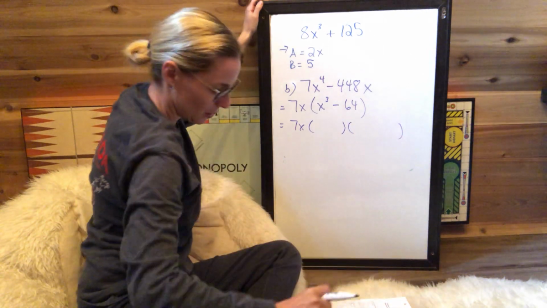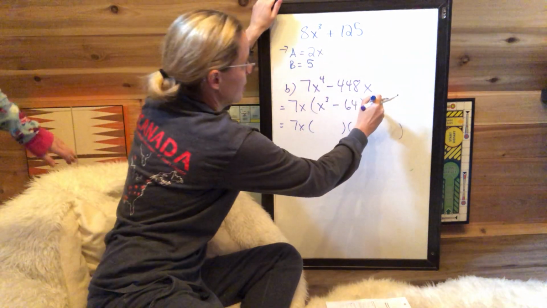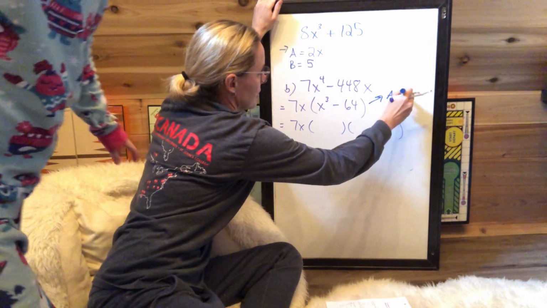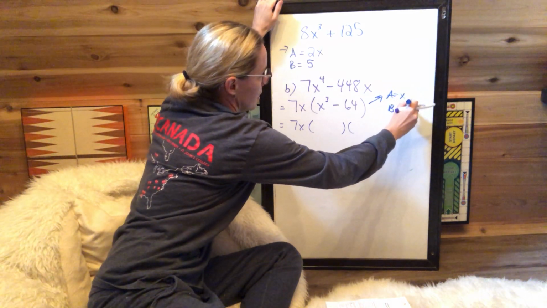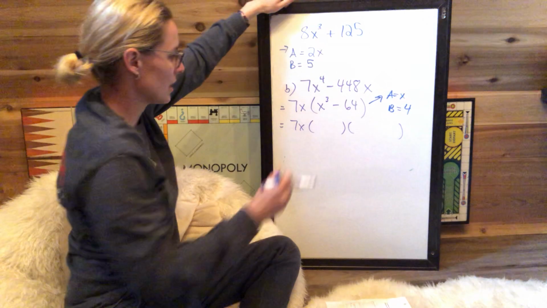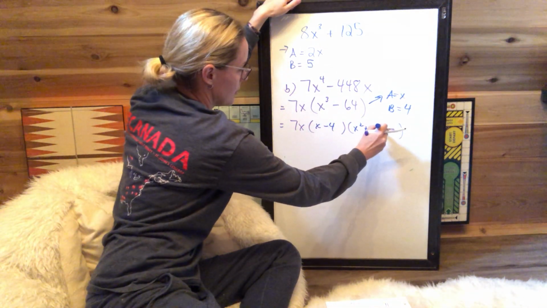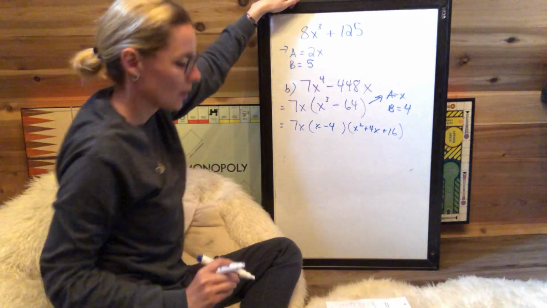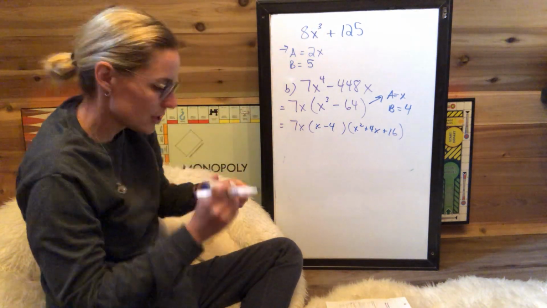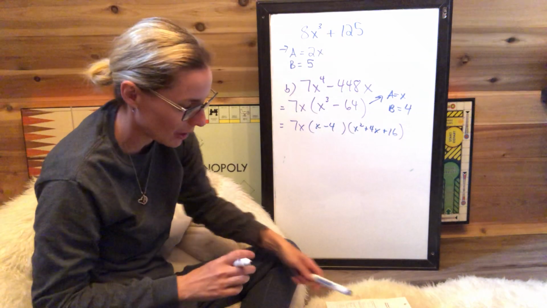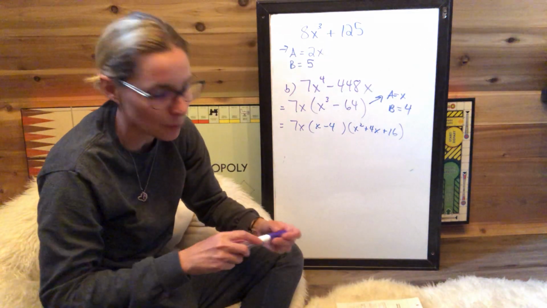You can set it up in the way that, in this case here, your a is x and your b is 4. And then you can set it up. X minus 4 here, x squared plus 4x plus 16. So just be very careful that in certain situations you will have to common factor first, or maybe do something a little bit ahead of time.